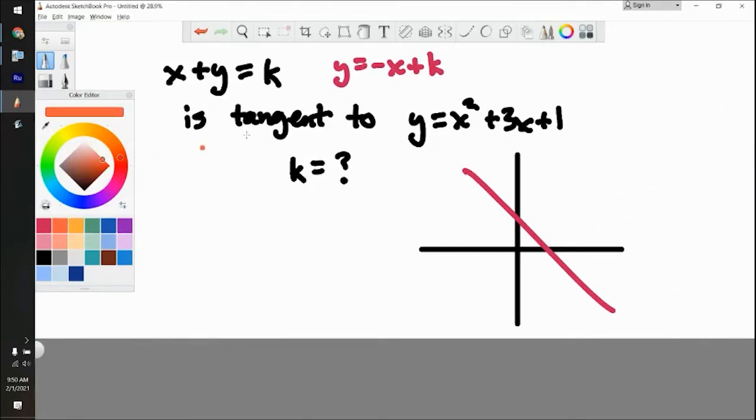And then x squared plus 3x plus 1. I'm not going to bother trying to figure out what that graph looks like. I know you can find the vertex and all that other stuff, but I really don't care. We're doing something like this. Not accurate at all. Doesn't matter, as long as you understand what you're looking for.